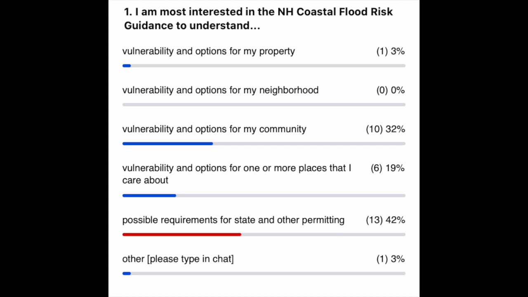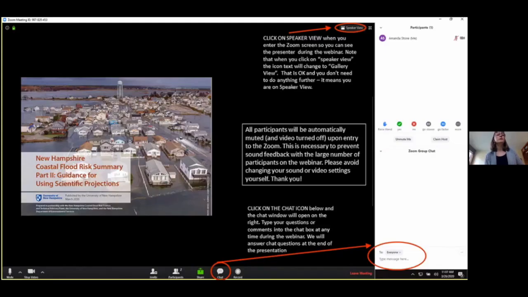There we are. We've got several people. Possible requirements for state and other permitting is at the top of the list. Vulnerability and options for my community is the next one on the list. And then vulnerability and options for one or more places that I care about. So thank you for taking the poll.